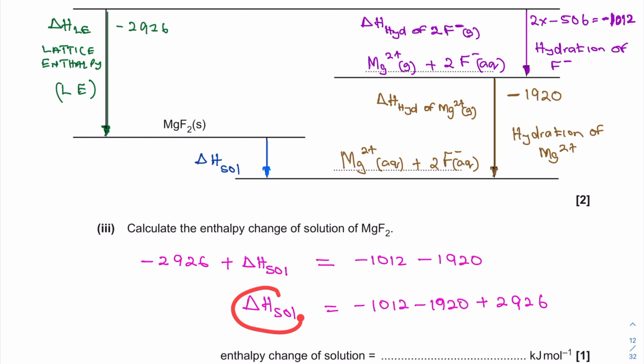Delta H of solution will be equal to, if we add 2926 on both sides, or we move that to the right, and so we're going to get that and that plus 2926, and finally we get minus 6 kilojoules per mole, so we can put in the answer block minus 6 kilojoules per mole. The enthalpy change of solution is minus 6 kilojoules per mole.